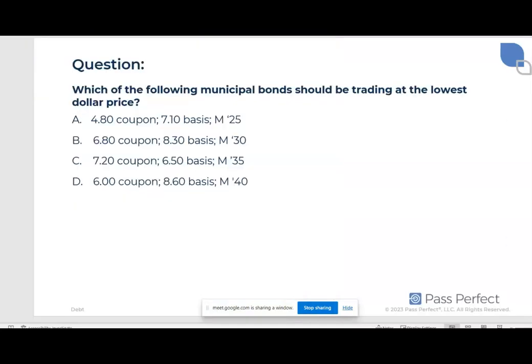Okay, question one. Which of the following municipal bonds should be trading at the lowest dollar price? A, 4.8 coupon, 7.1 basis, M25. B, 6.8 coupon, 8.3 basis, M30. C, 7.2 coupon, 6.5 basis, M35. D, 6.0 coupon, 8.6 basis, M40. Okay, so reading this question here, what we're looking for, which one do you think is the best answer choice out of four?